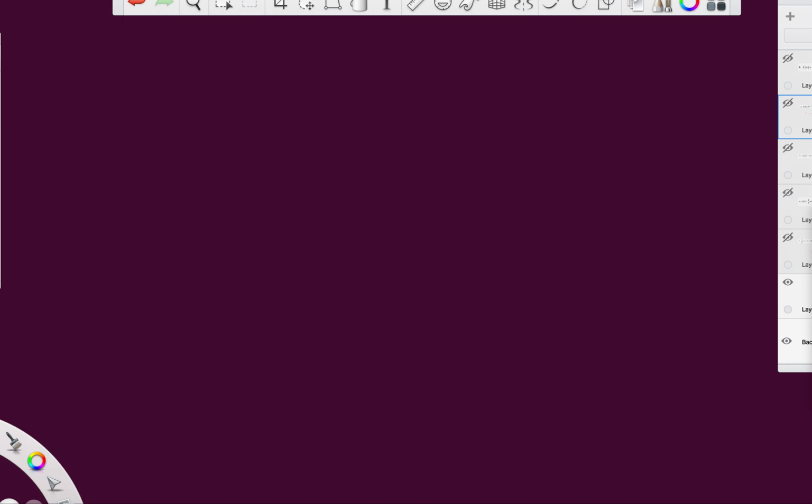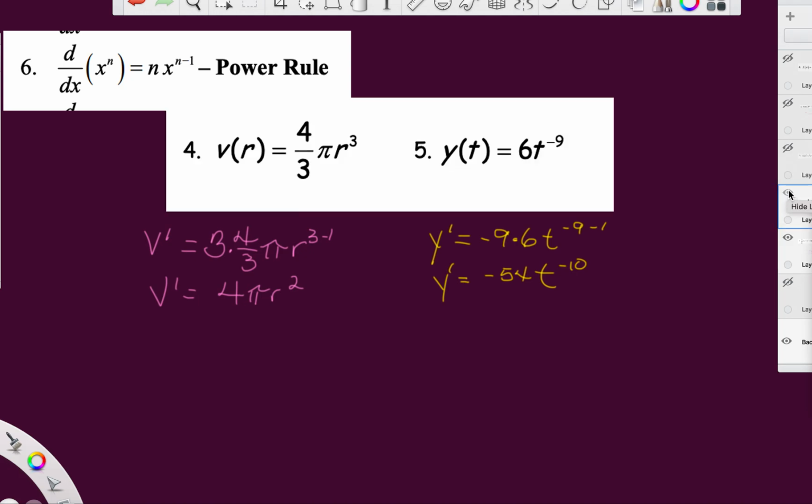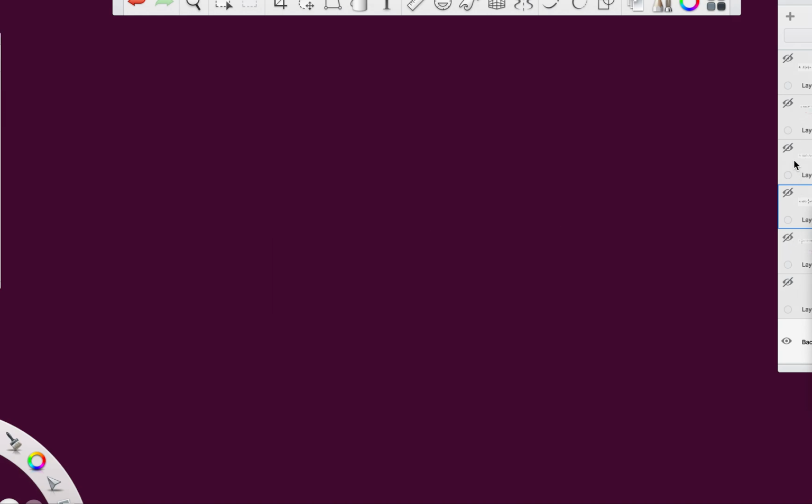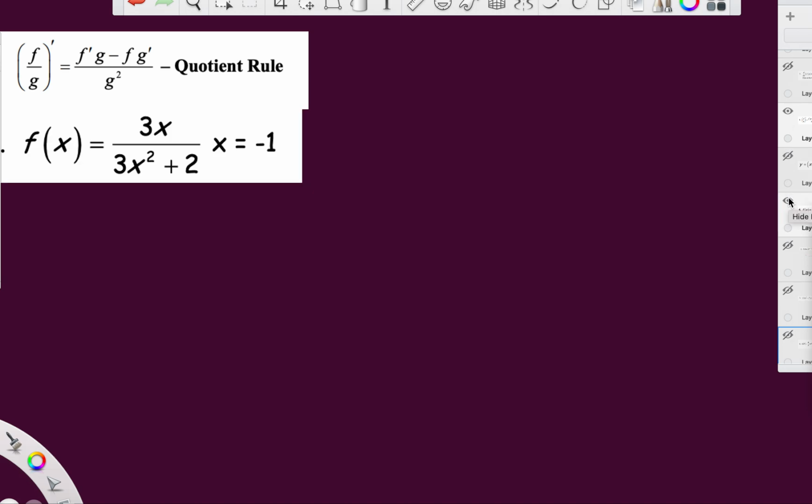Where's layer 4? Come on, don't give up on me. There's layer 4. Oh, there it is. I see it. Sorry about that. No. I can't find it. So 4 goes with 9, so it must be up here. There it is. 4 and 9.